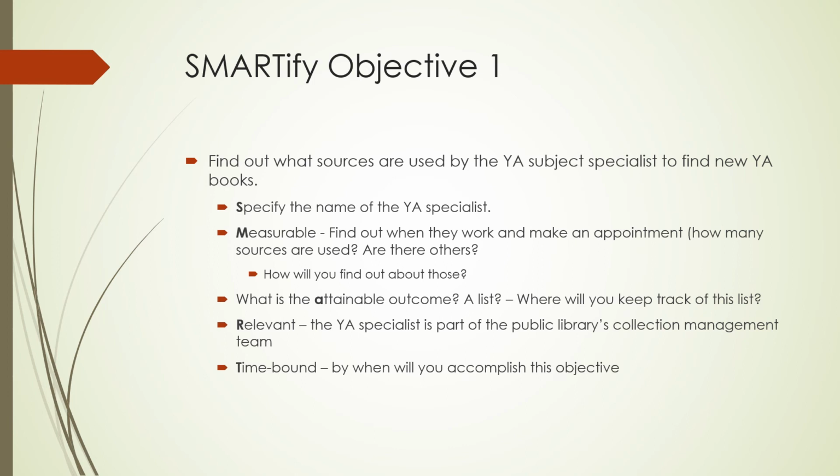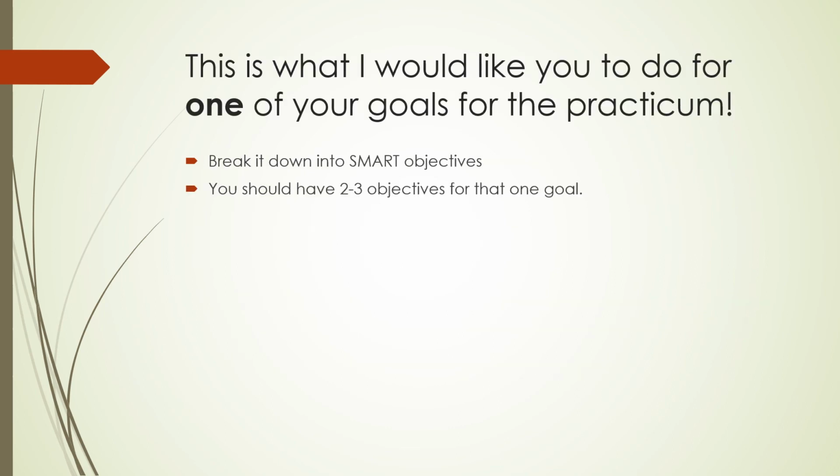So when you do this exercise, when you smartify the objective, one objective to reach one of your goals, then you need to figure out which one of the goals needs to be done before other goals can be reached. So this is what I would like you to do for one of your goals for the practicum. Break it down into SMART objectives. You should have 2 to 3 objectives for that one goal. Okay?